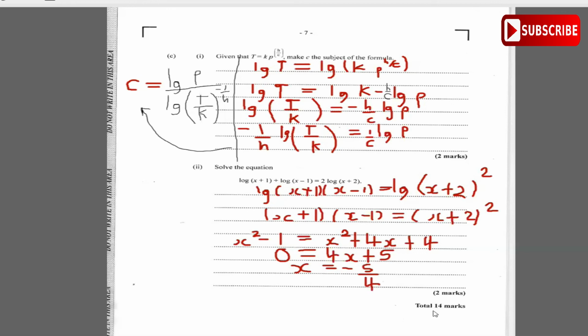Nice and easy. And you can always check back your answer. You can put x as minus 5 over 4, and just see if it satisfies that equation. All right, nice and easy.